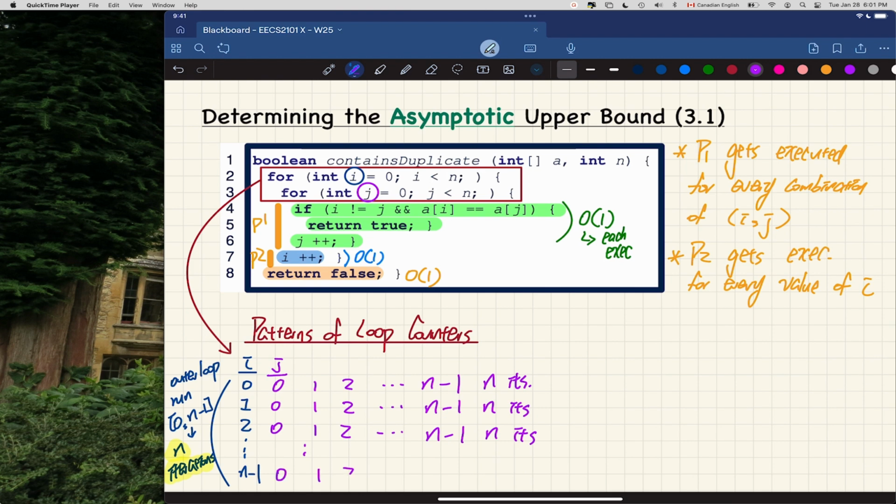0, 1, 2, all the way to n minus 1. And also n iterations. Question? If instead of j is less than n, it was always j is less than 3, for example, would that still... That's a very good question here.